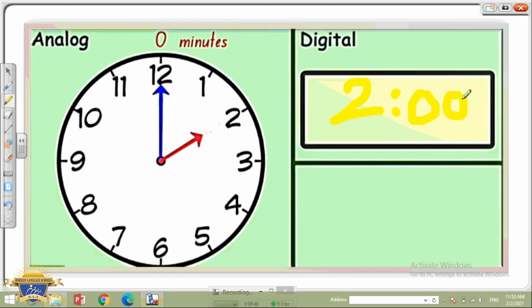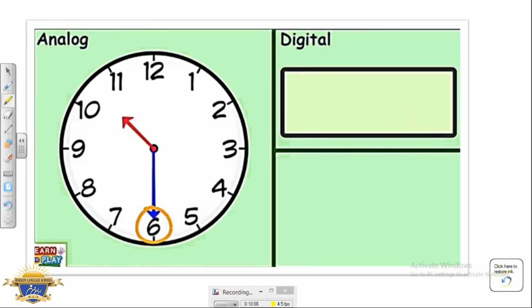Okay, so it's 2 o'clock. The short hand is on 2, so the hour is 2. The tall hand, the minutes hand, is on 12, so the minutes is 0. Okay, the next example.